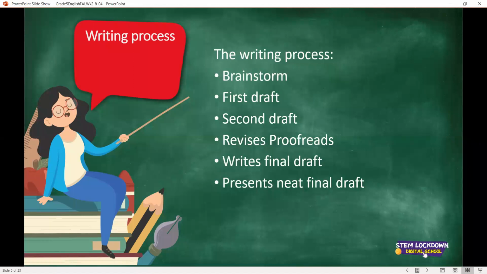Your second draft, somebody goes through the story with you, helps you fix a few things, so you rewrite it. Your final draft is when you've checked all the capital letters, all the punctuation, you've got the right amount of paragraphs, and you've got the right title to the story.